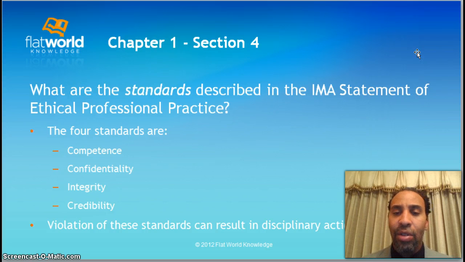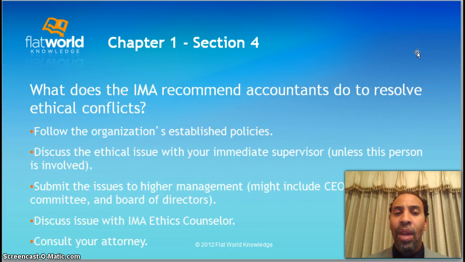Violation of these standards can result in disciplinary action, and they should. So what does IMA recommend accountants do to resolve ethical conflicts? Follow the organization's established policies, discuss the ethical issues with your immediate supervisor, unless that person is involved, right? In that instance, you're going to have to use your common sense and go to someone else.